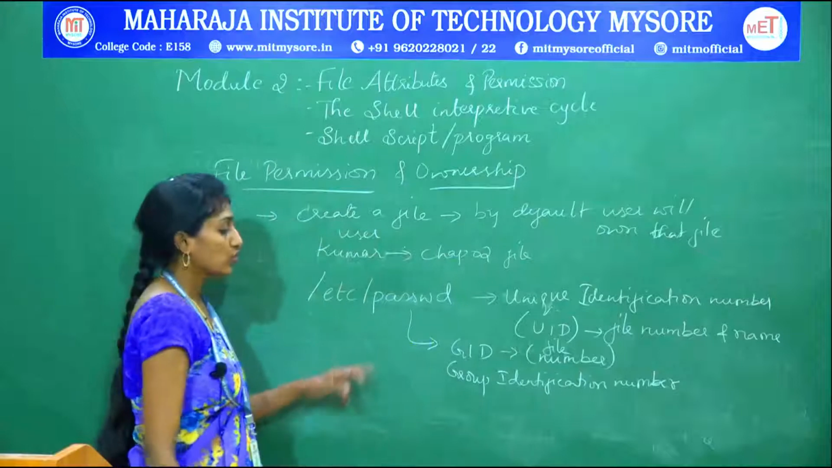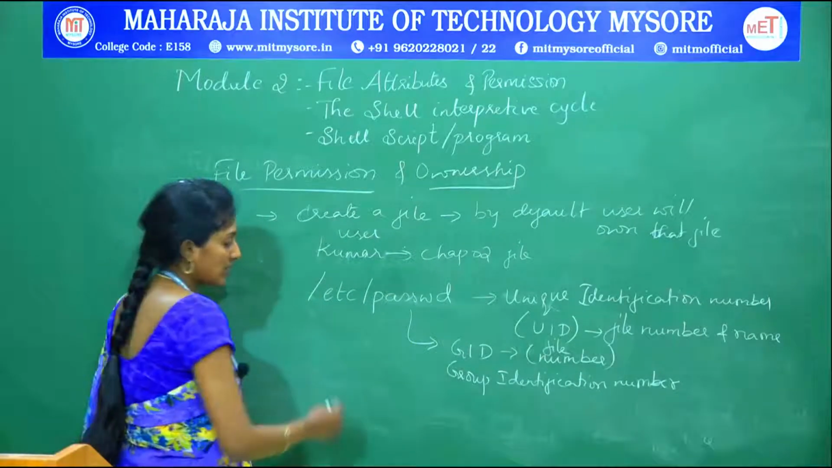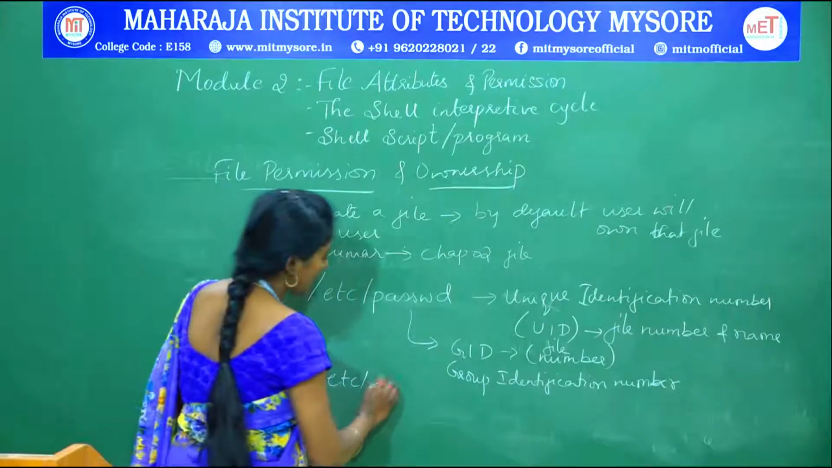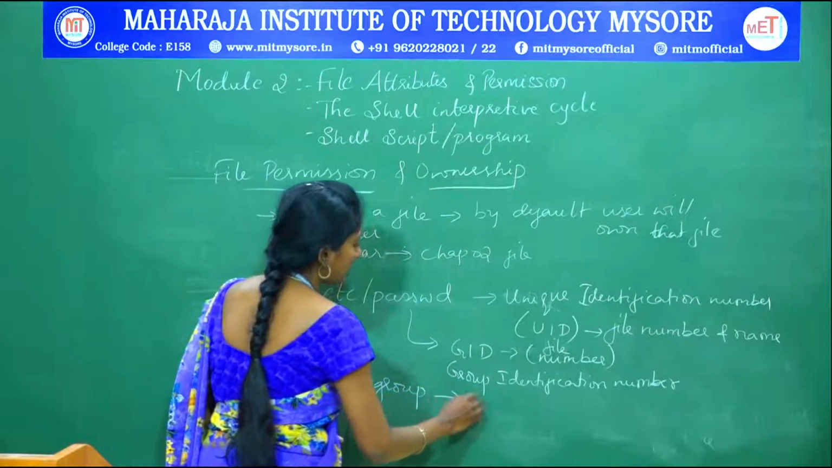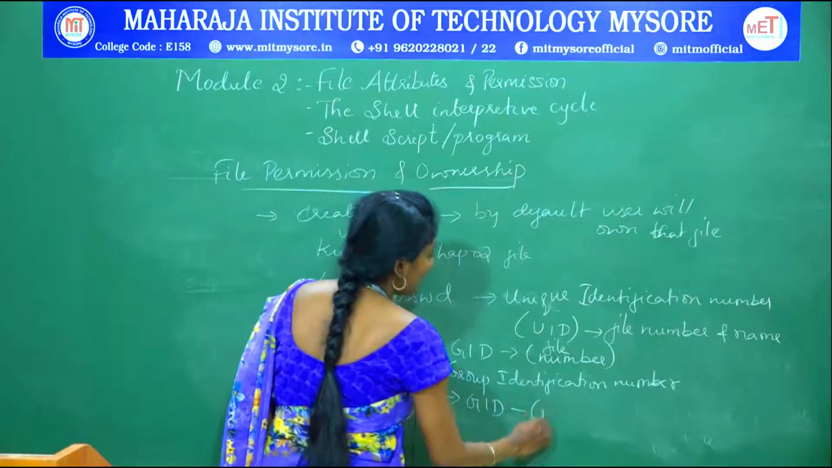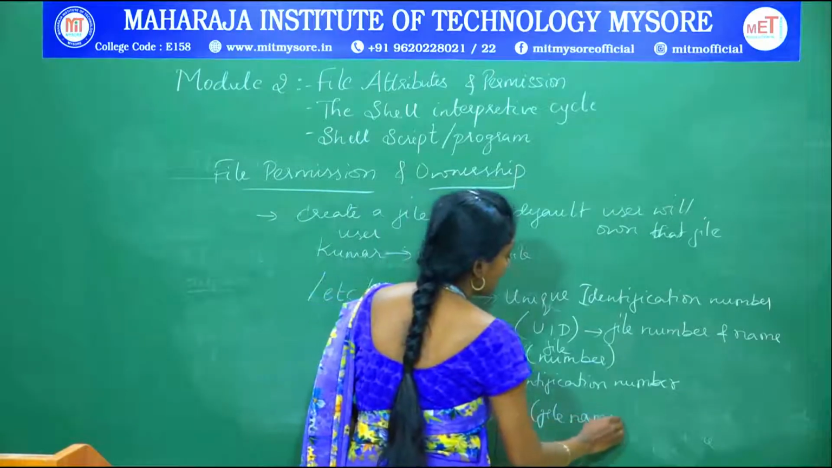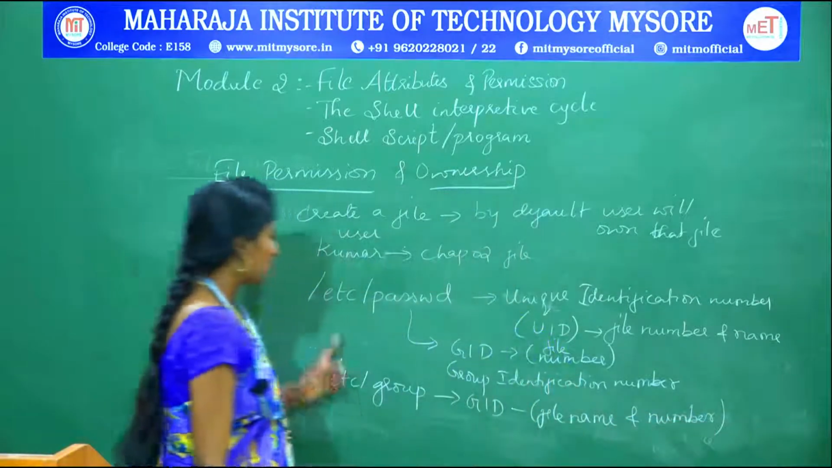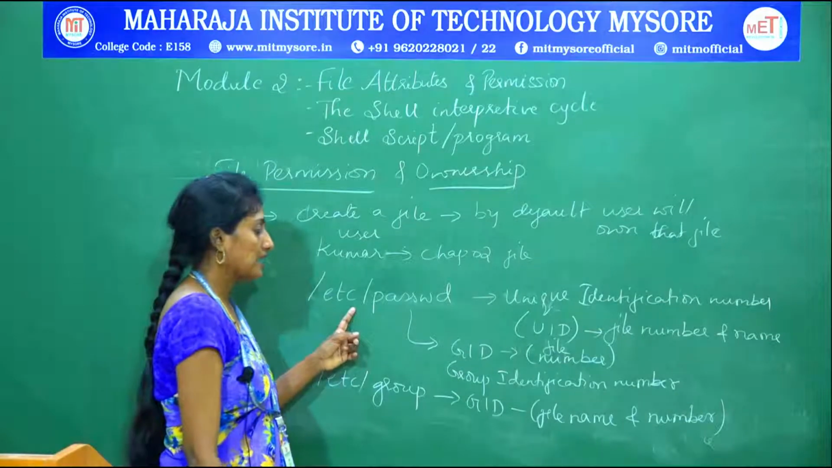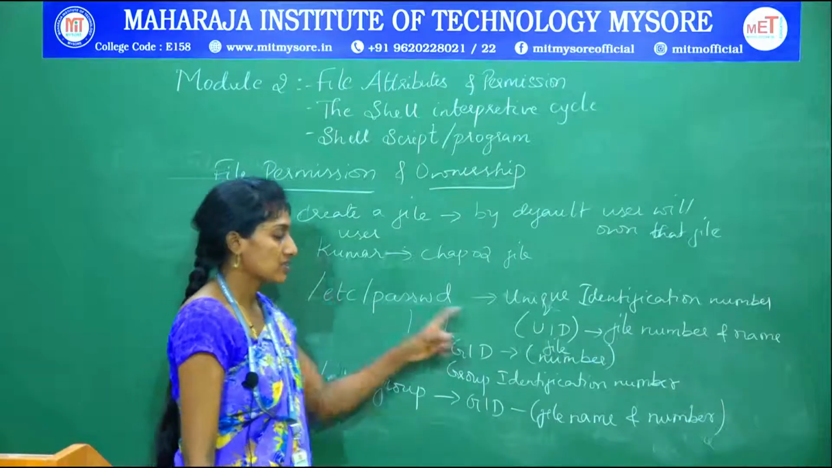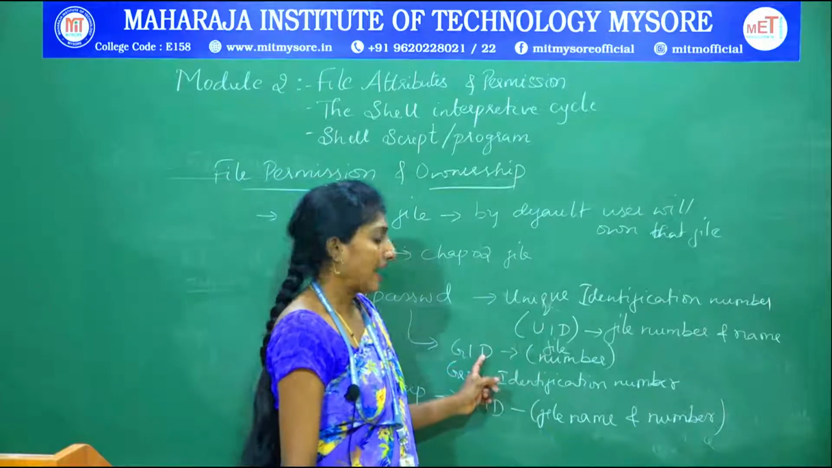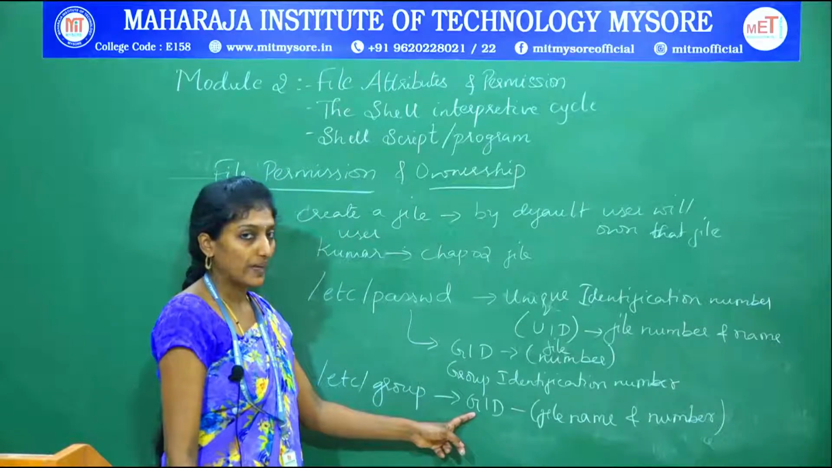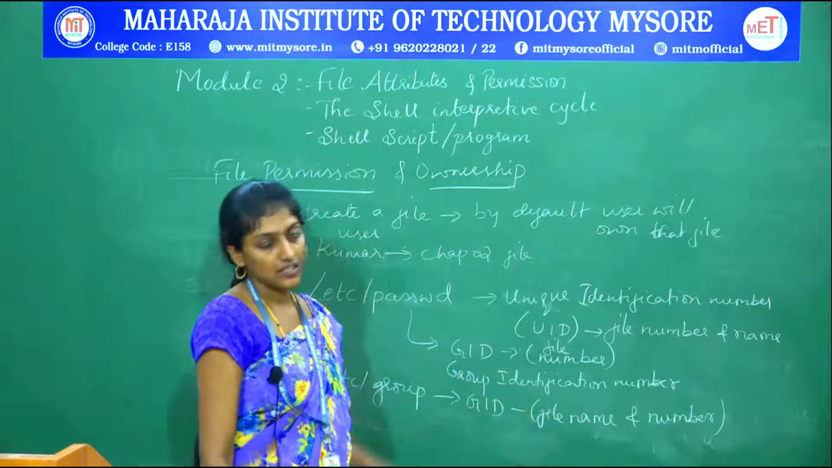If the user wants to know even the group ID name, he has to look into one more file, that is /etc/group. Under this he can know about the GID, that is the name and the number associated with it. So these are the two file paths. Under the first you can check the user ID and the group identification number, and under the second you can check only the group ID name and number.